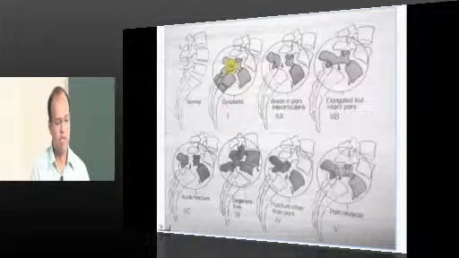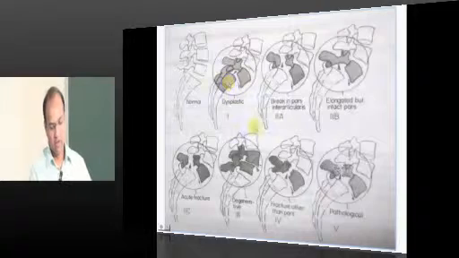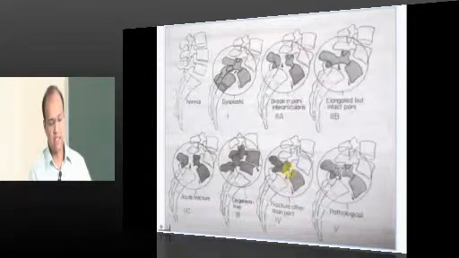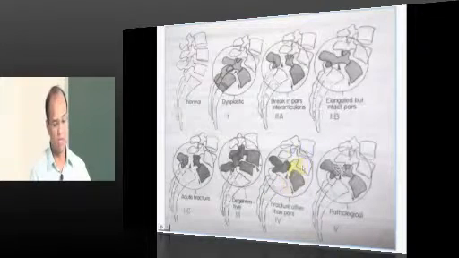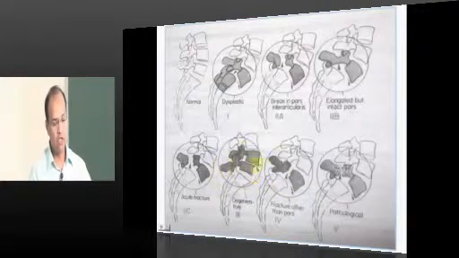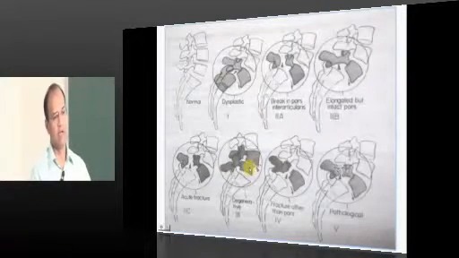Dysplastic: if the facet joints are not normal, what will happen? This vertebra can slip over this, right? Then pars fracture, if there is a pedicle fracture because of trauma, this vertebra can slip over this. Traumatic spondylolisthesis, right? Degenerative spondylolisthesis, if there is too much instability, the L4 vertebra slips over the L5 vertebra, right?